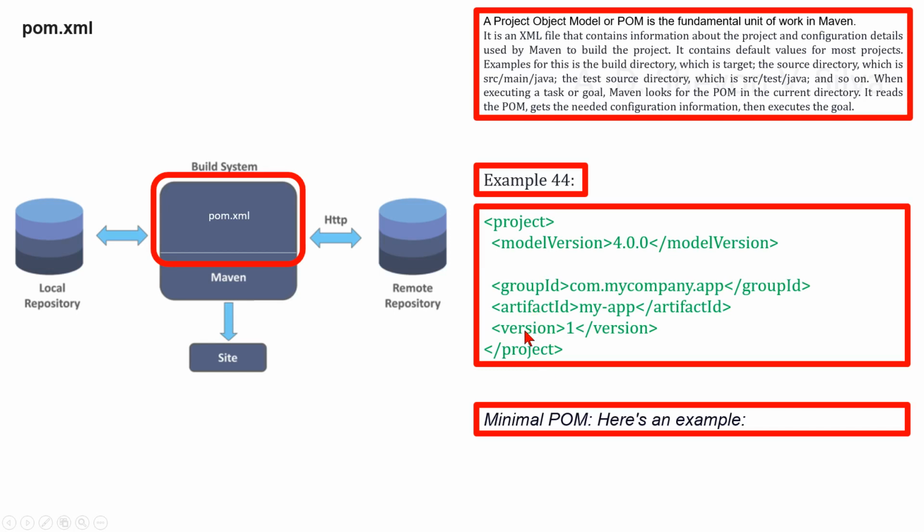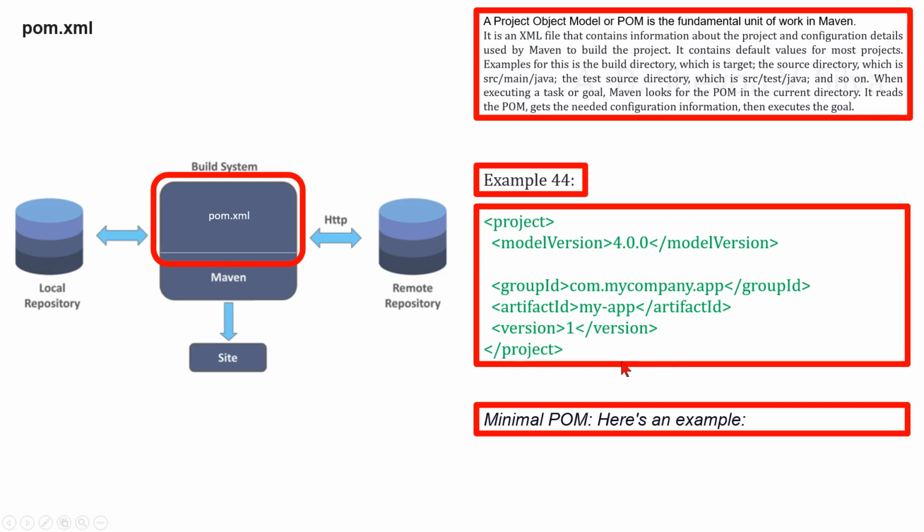These three values form the project's fully qualified artifact name. This is in the form of groupId, colon, artifactId, colon, version. As for the example here, its fully qualified artifact name is com.company.app colon my-app colon 1. Also, as mentioned before, if the configuration details are not specified, Maven will use their defaults.